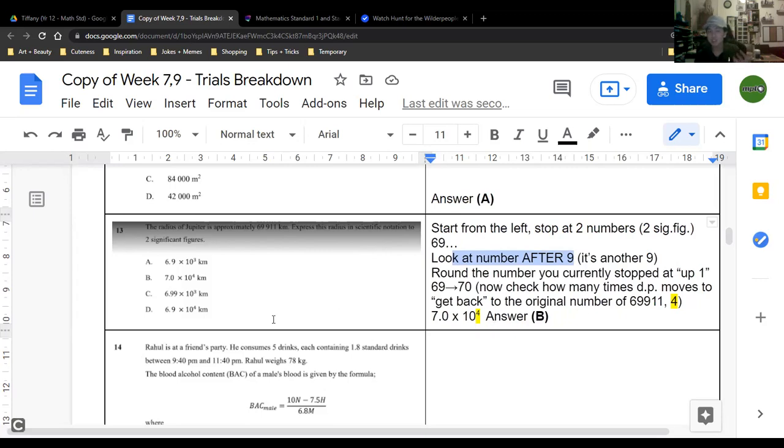So 70 becomes 7.0. By the way, when you figured this out, there's only one answer with 7.0, so you can just select that answer. But anyway, the proper way you do it is you write your 7.0 and you check how many times the decimal place has to move to become the original number.